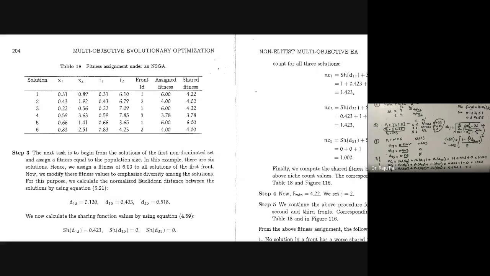Okay, so I hope you have understood how we can calculate the sharing fitness value. This table will show you. These are the front IDs. These are the assigned fitness values like 6, 4, and 3.78 for the next front solutions. These are the assigned fitness values that we have calculated, and then the shared fitness values are calculated based on the niche count of each solution. So these are the shared fitness values after computing the algorithm over all the fronts.